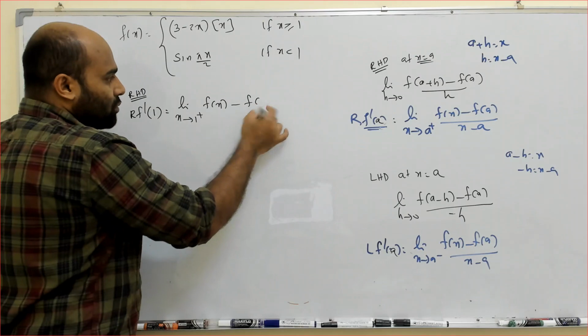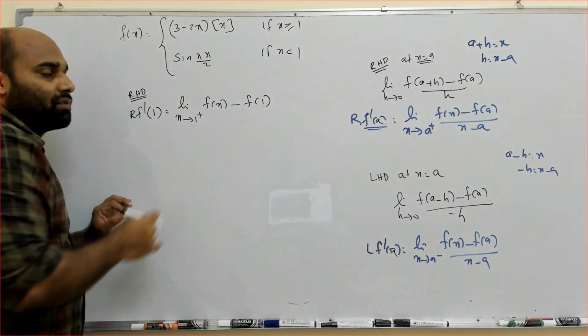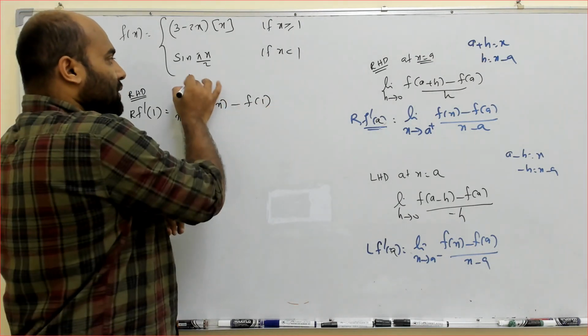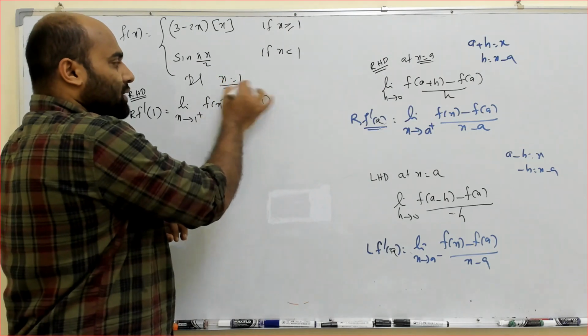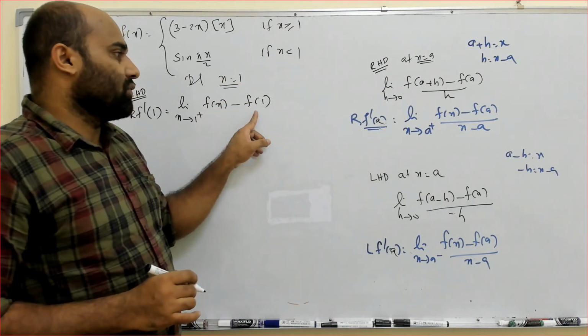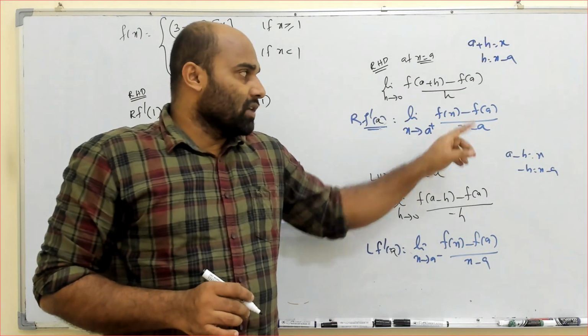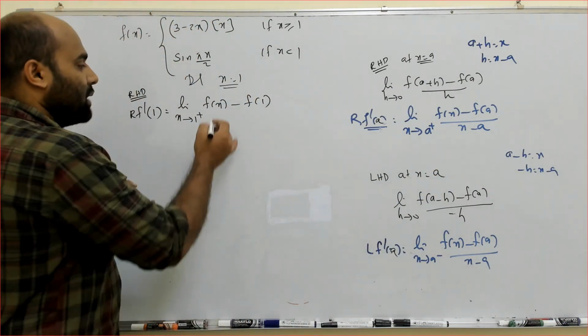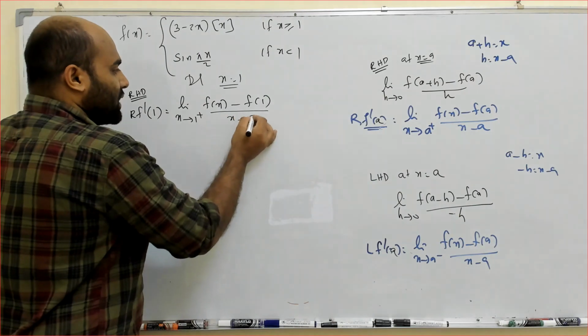F of a is how much? 1. Because we are checking differentiability at x equal to what? 1. That we are checking. So limit x tending to 1 plus, f of x minus f of 1, just like f of x minus f of a, divided by x minus a. So we can substitute it.